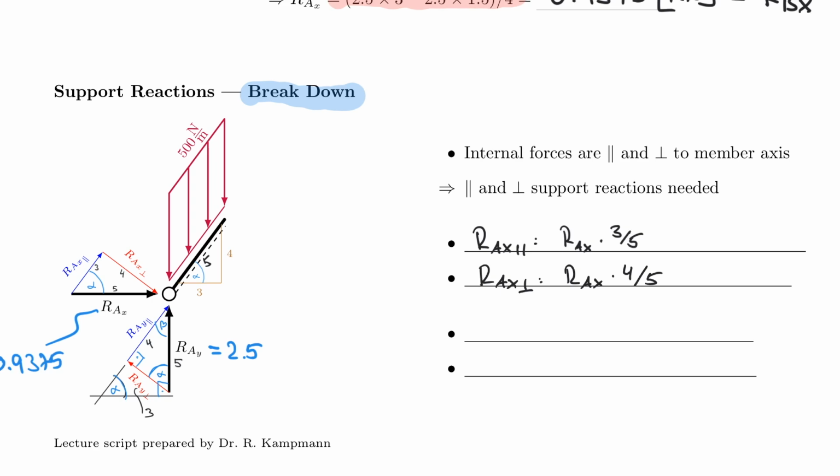And I can now calculate my final results here. I have to plug in RAX, which is 0.9375. And so I get 0.5625. And I get 0.75. And both of those are in kilonewton.